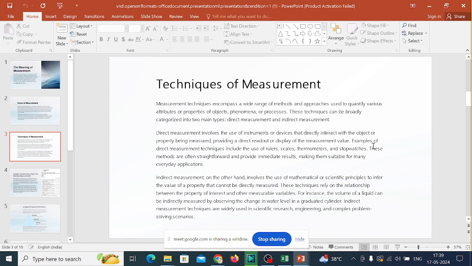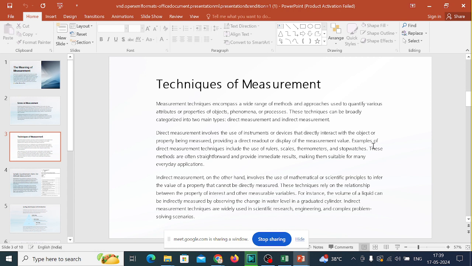So there are two main categories of measurements. Number one is direct measurement, and number two is indirect measurement. Direct measurement observes the objects directly, with the instruments directly involved.